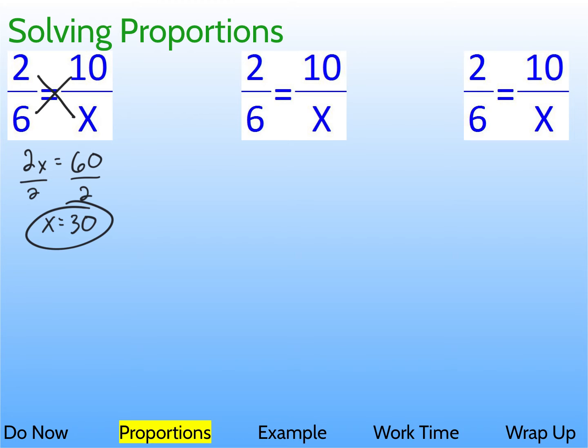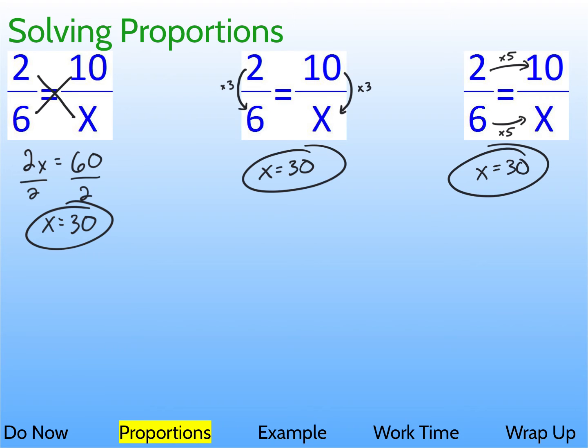Another way to do it, look at this. How do you get from 2 to 6? Well, 6 is 3 times bigger than 2, which means going from 10 to x would also be times 3. So x equals 30 again. Or another way to do it, you could look at it this way. Going from 2 to 10 is times 5, and going from 6 to x would also have to be the same ratio, so times 5, and x equals 30 again.